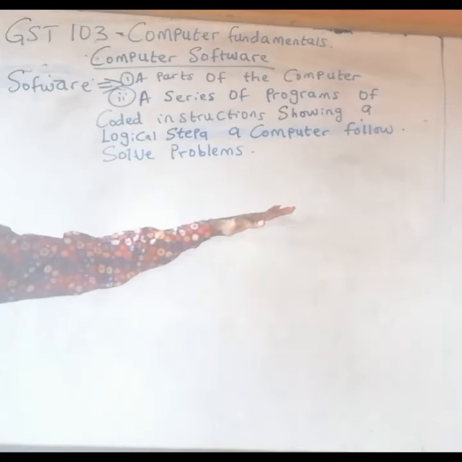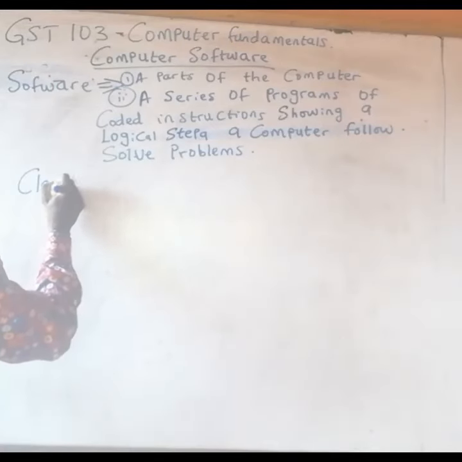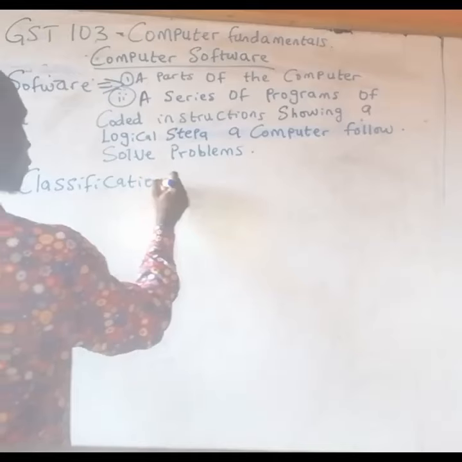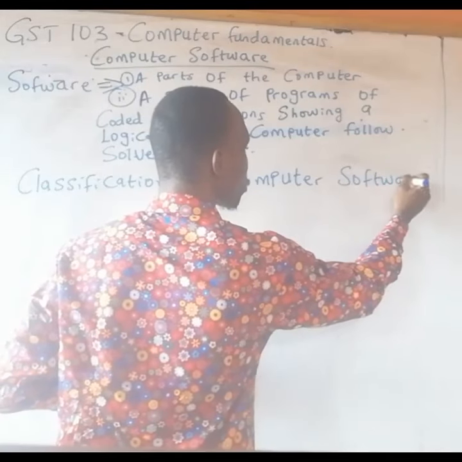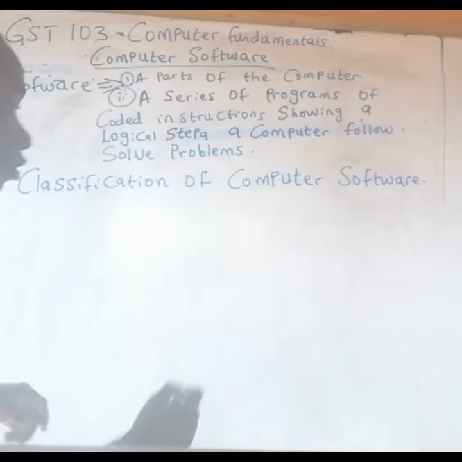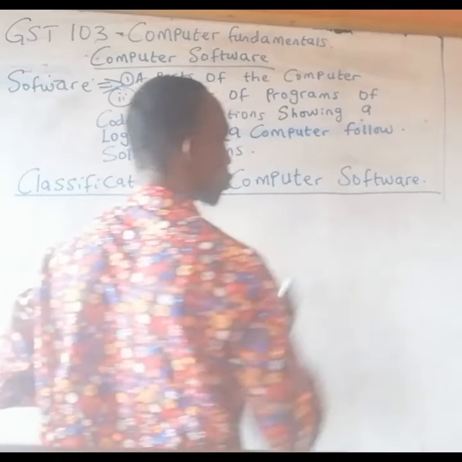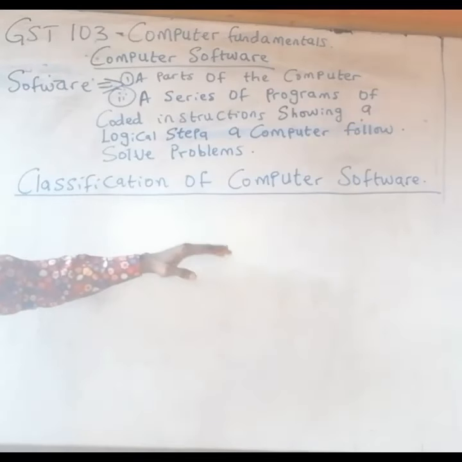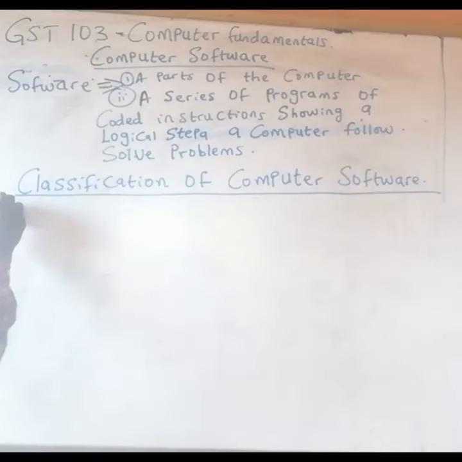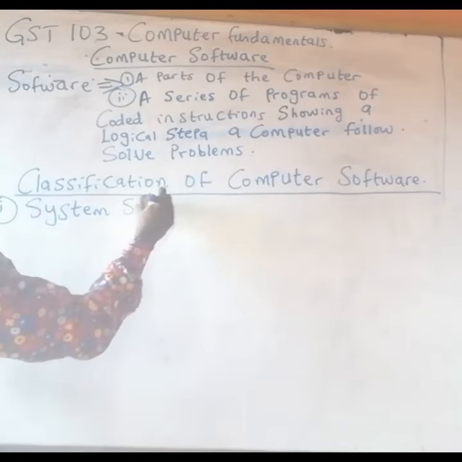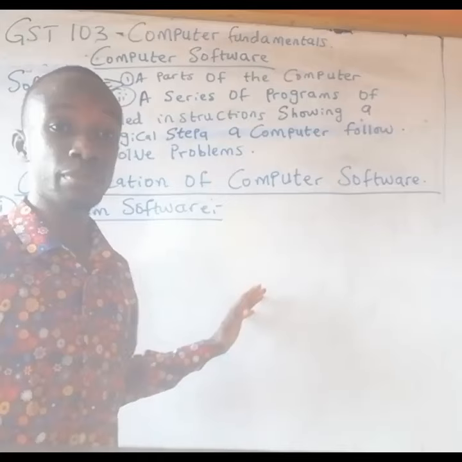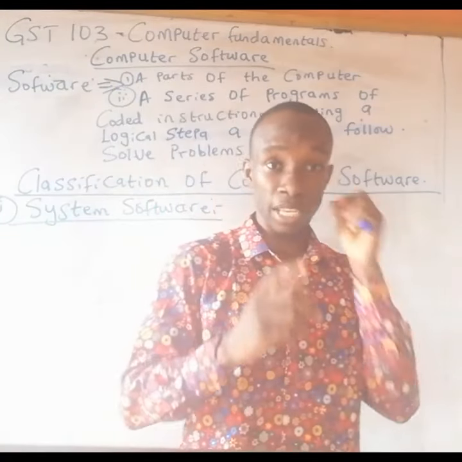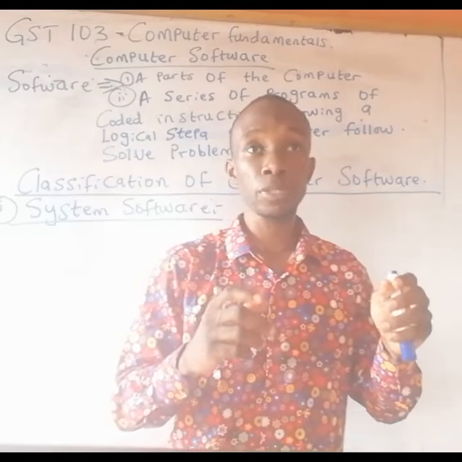Now, let's classify the computer software. Classification of the computer software. A computer software can be classified into two major parts. The first part of the classification entails the system software. I should not go deeper into this because we discussed this topic the first class when we were differentiating between computer hardware and software.